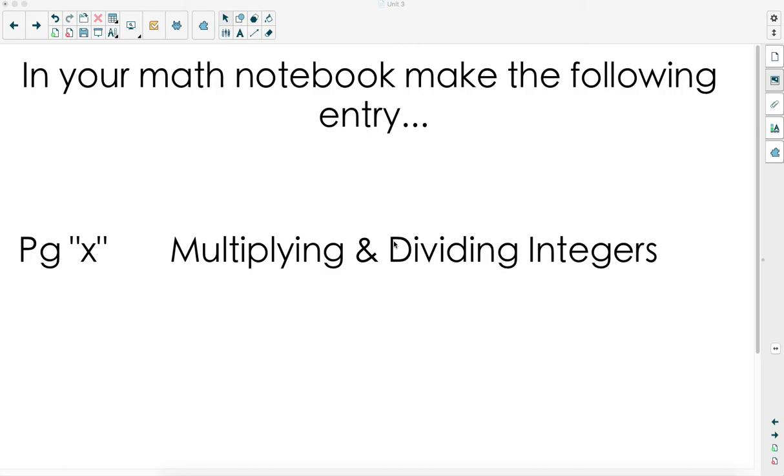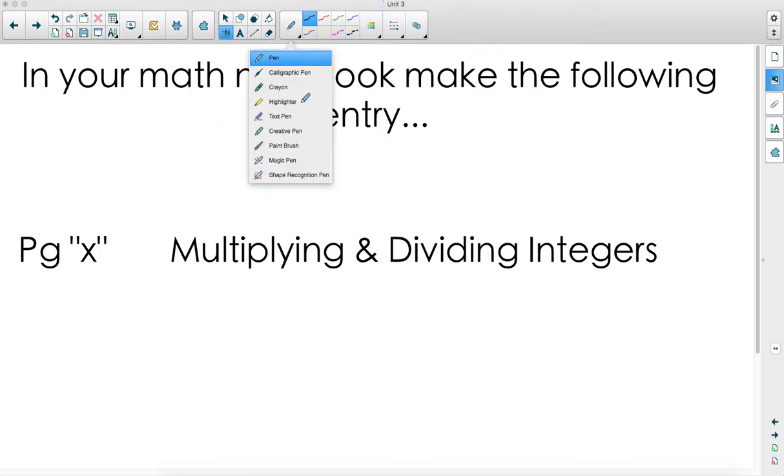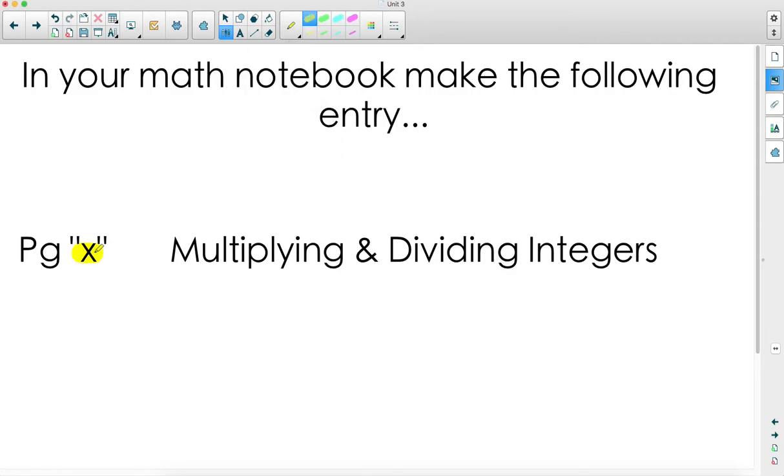What I would like for you to do first is open up your math journal to your table of contents and make this journal entry: multiplying and dividing integers. Use whatever page number you're currently on in your notebook. So I put page X, where the number X stands for that unknown. It's a variable. I don't know what page number you're on, so just go ahead and fill that in. If you need a second, go ahead and pause the video to get that done, and then you may press play again when you're ready for the notes.